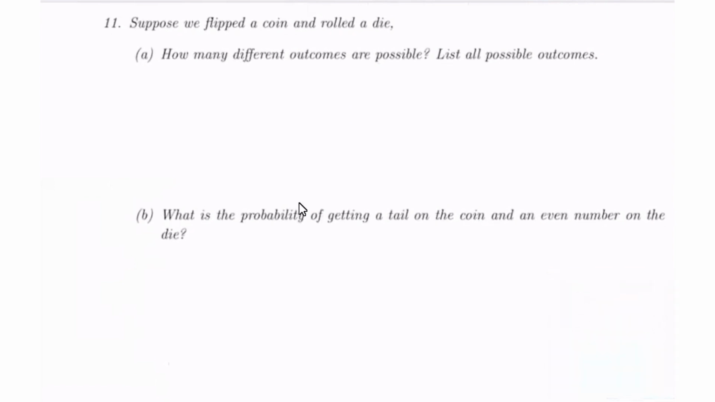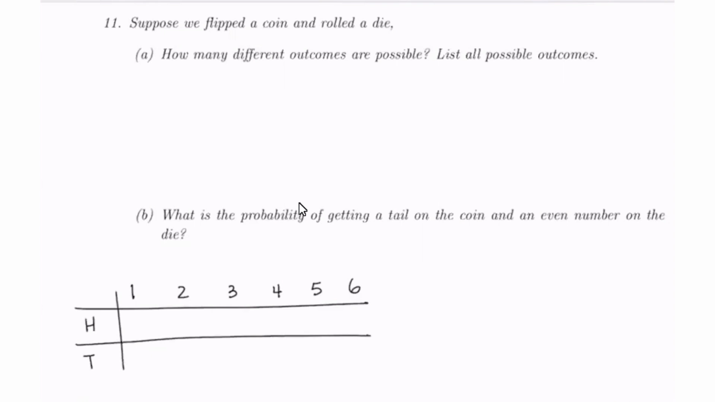So the last problem for the page. Suppose we flip a coin and roll a die. Flip a coin: we have either head or tail. Roll a die: we have 6 sides, 1, 2, 3, 4, 5, and 6. We make a table. These are the choices: either head or tail, and a 6-sided die, 1 through 6.